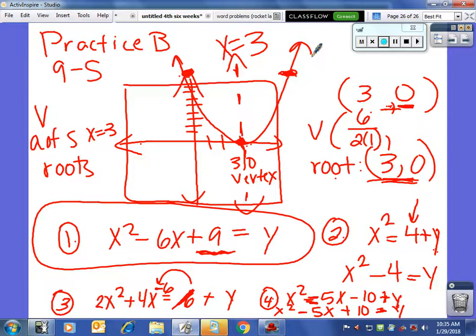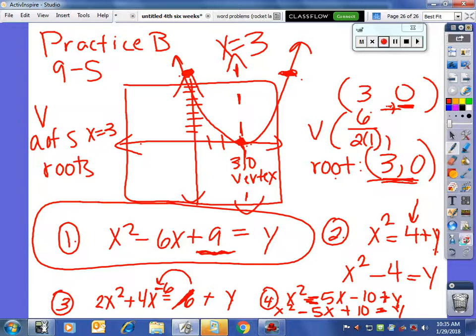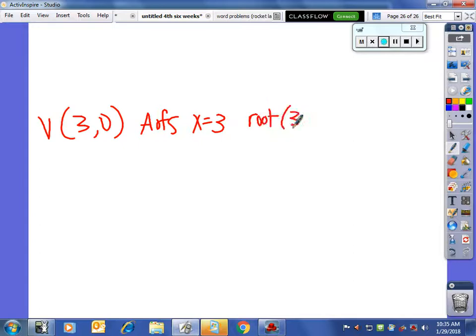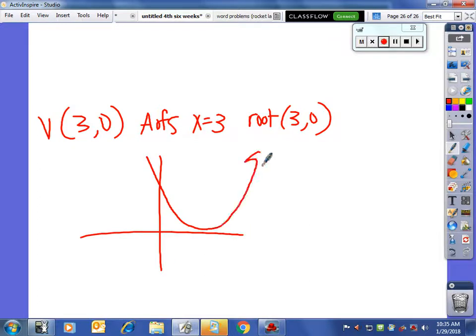I want you to draw the parabola too. So you can either label everything for me on the picture or label it down there on the line they give you underneath. Just be real neat about it. On that line, you don't have to write out the whole word vertex, but you could put V is 3, 0. A of S is x equals 3. Root is also 3, 0. You can list all the things I asked for, and then of course in the picture I want to see all that stuff.